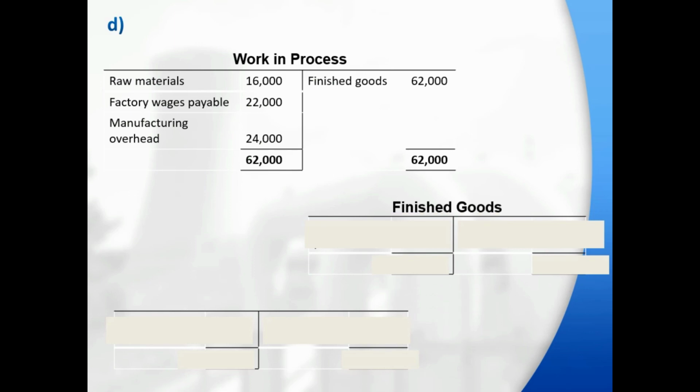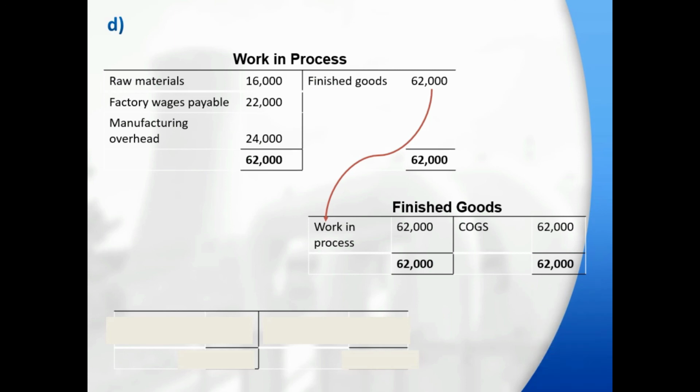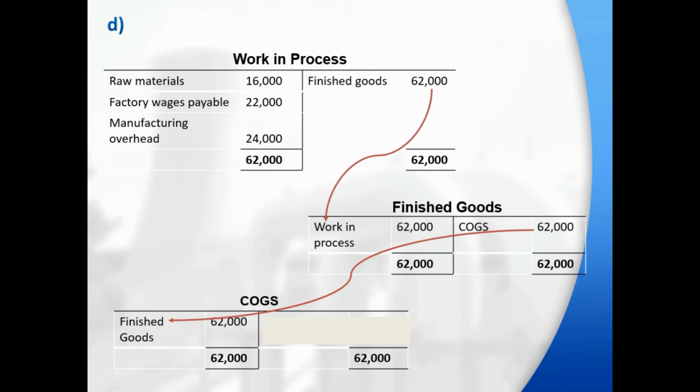Next, finished goods. Refer to question, there is no beginning balance of finished goods. So just transfer the finished goods from work in process. Because all the finished goods are sold, you have to transfer finished goods into COGS account or cost of goods sold account. Then balance both sides, debit and credit. Last, COGS account. Transfer COGS from finished goods account and then balance both sides, debit and credit.